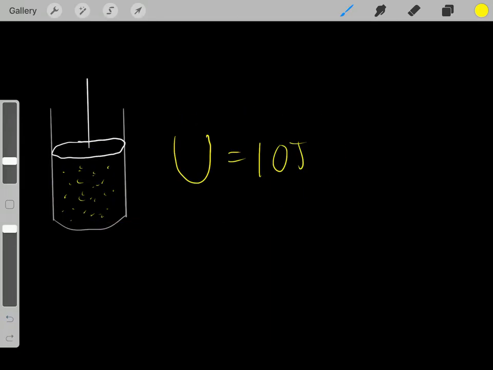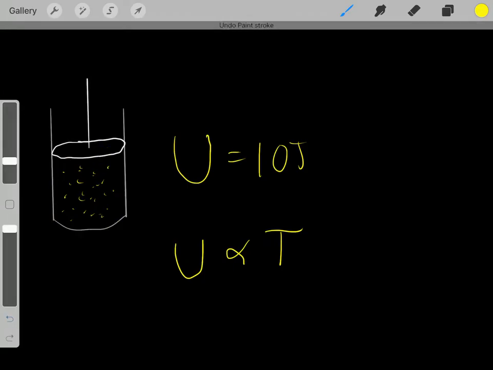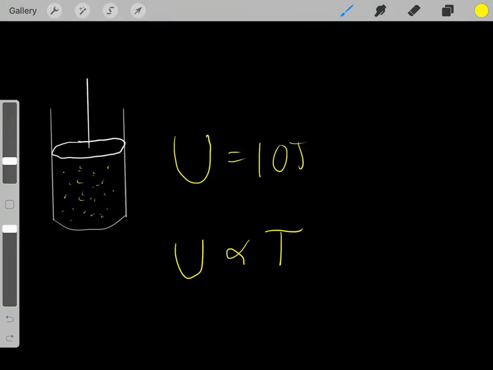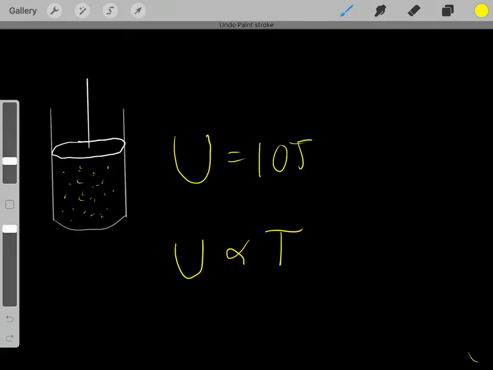Something else really important to realize is that the internal energy of a system is proportional to the temperature of the system. If we raise the internal energy of the system, we raise the temperature of the system. They're proportional. So you might wonder, how do we raise the internal energy of the system? There are two ways you can raise the internal energy of the system.